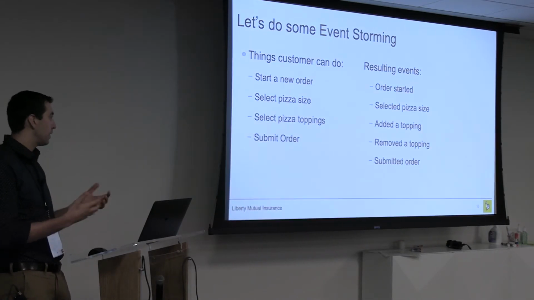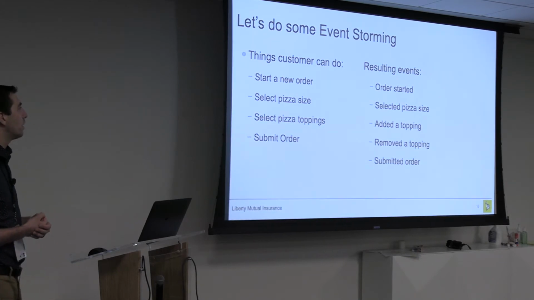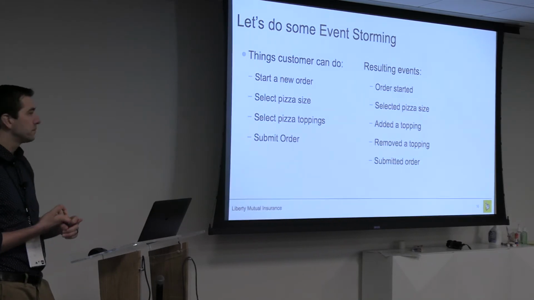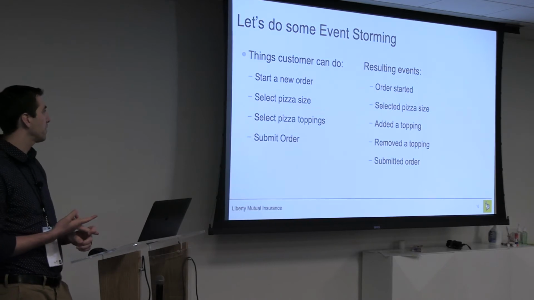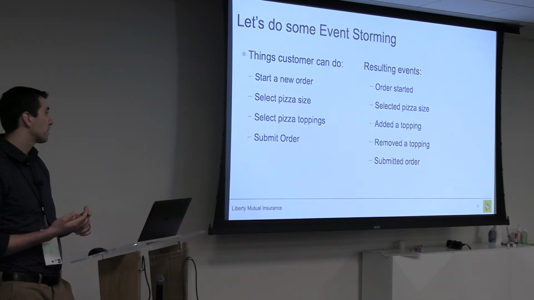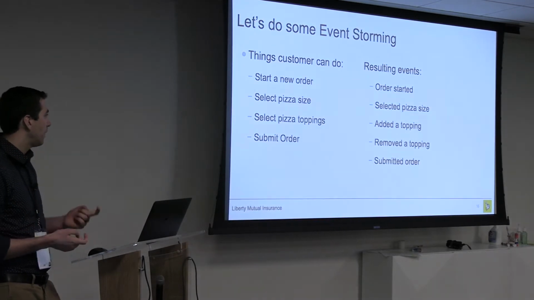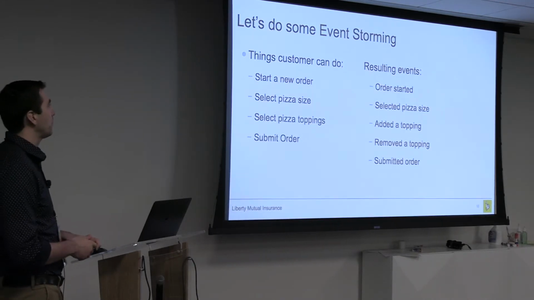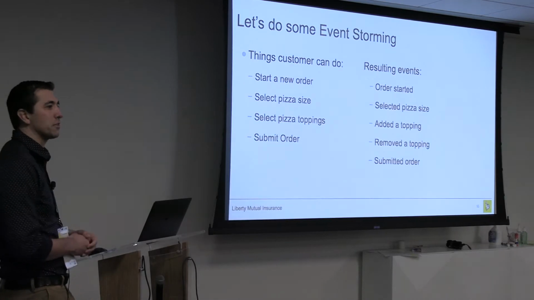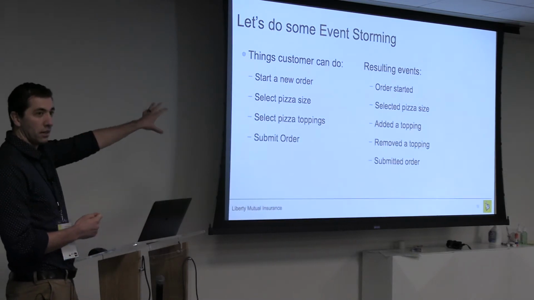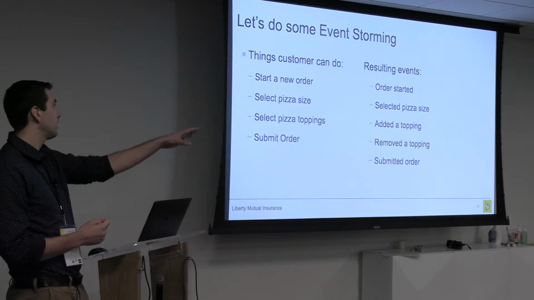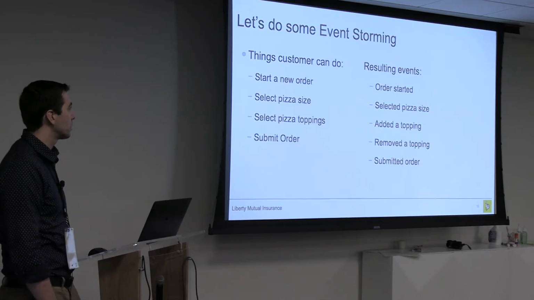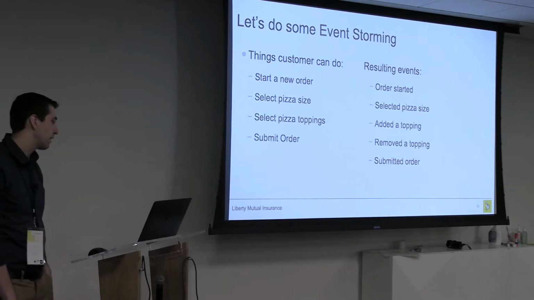So we were talking to them, and we said, okay, so the events that come out of that are an order was started, they selected a pizza size, they added a topping, removed a topping, and then they went ahead and submitted the order. So you can kind of see probably already how these are going to map to our commands and our events. We have our intents written in the present tense on the left-hand side, and then the resulting events written in the past tense on the right-hand side.